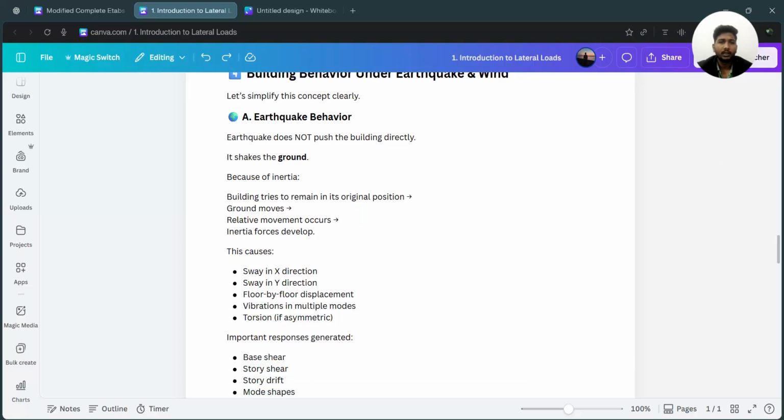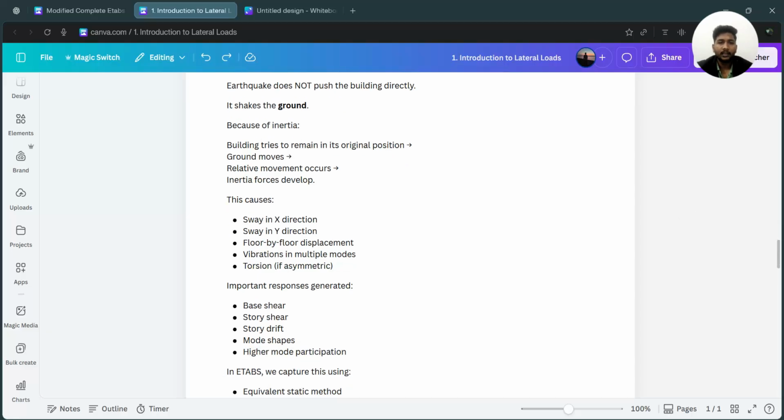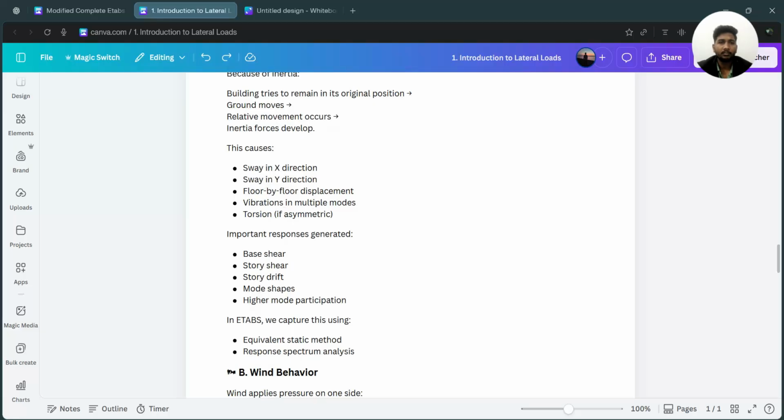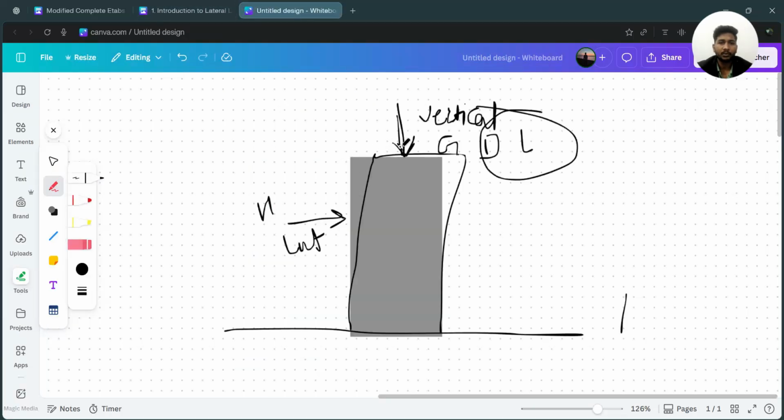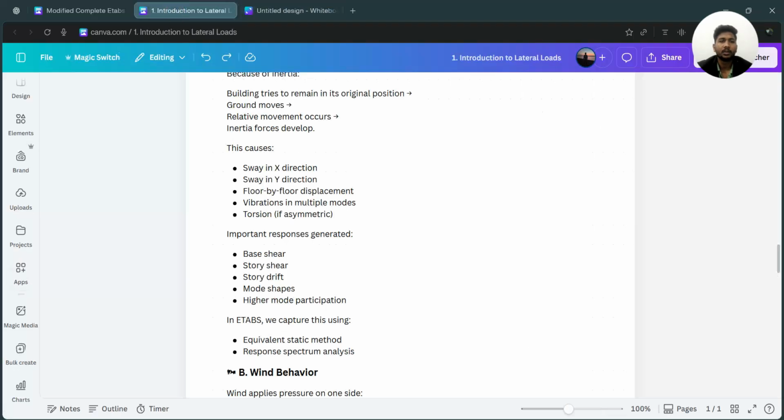So, the earthquake behavior: an earthquake does not push the building directly, it shakes the ground. Because of the inertia, the building tries to remain in place. It is trying to say that the earthquake does not push the building directly. Okay, it shakes the ground, right? And after that shaking of the ground, because of the inertia generated, the building tries to remain in its original position, then the ground moves and relative movement occurs. Then inertia force develops. This causes sway in the x direction and sway in the y direction, which is the movement. Sometimes it will move in the x direction, sometimes in the y direction.